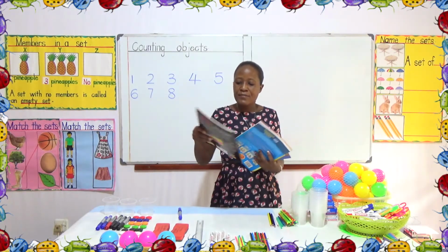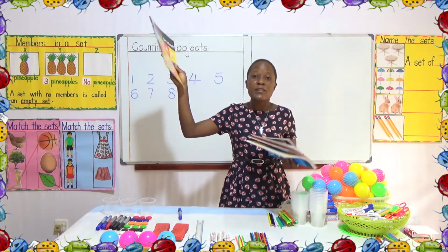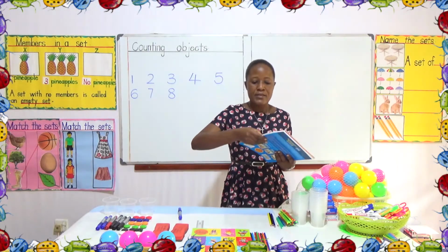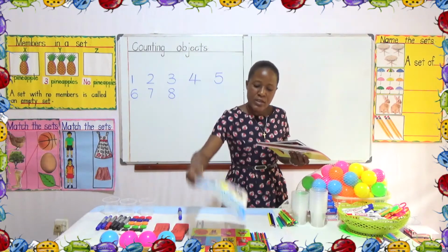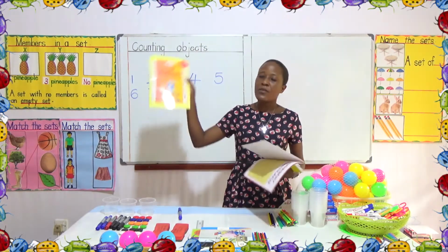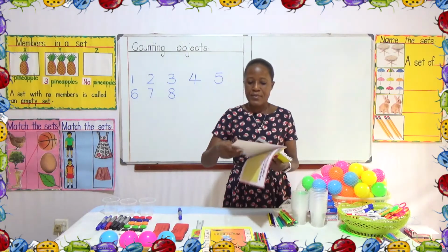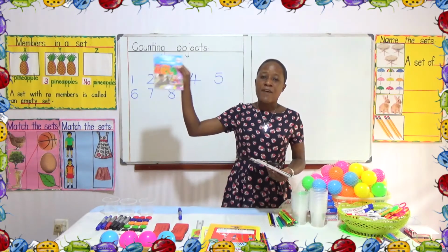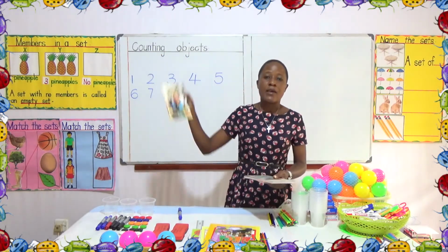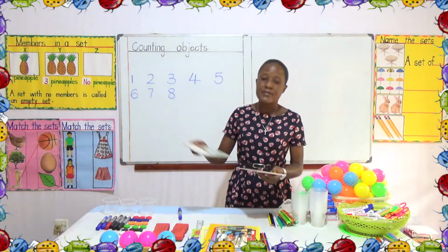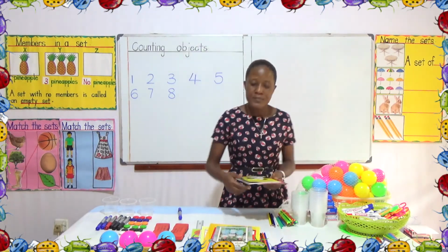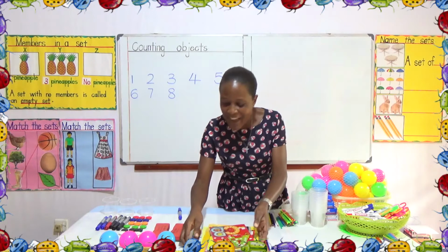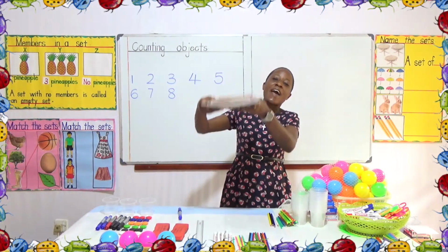Count with me. That is 1. I will count as I put down here. That is 1, 2, 3, 4, 5, 6, 7, 8, 9. I had 9 books in my palms. So these are 9 books.